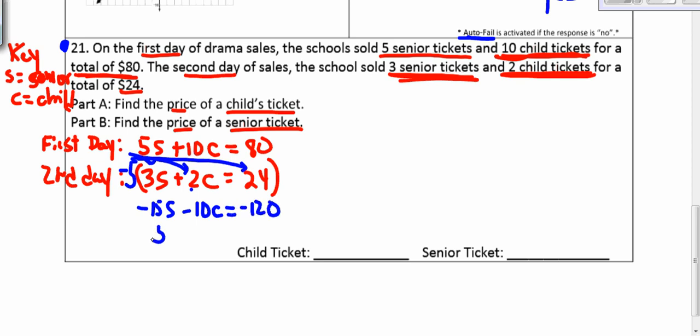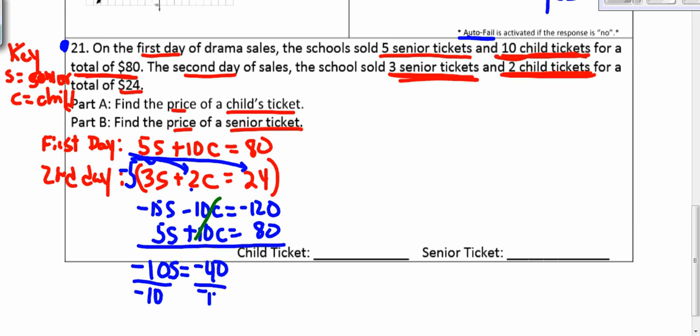Then I'm going to rewrite the top equation because I don't like how far away it is. And I can now see what is going on. Now this cancels. Now you have negative 10S equals negative 40. And you divide by negative 10, and S equals 4.